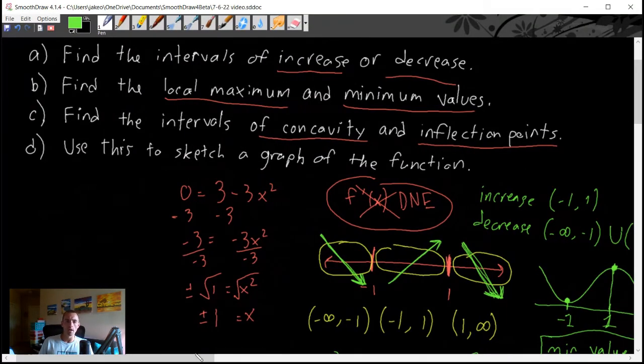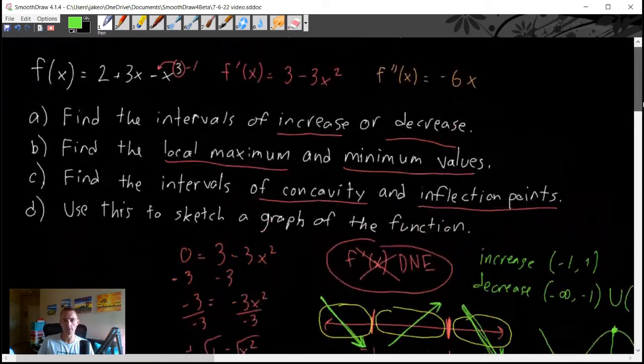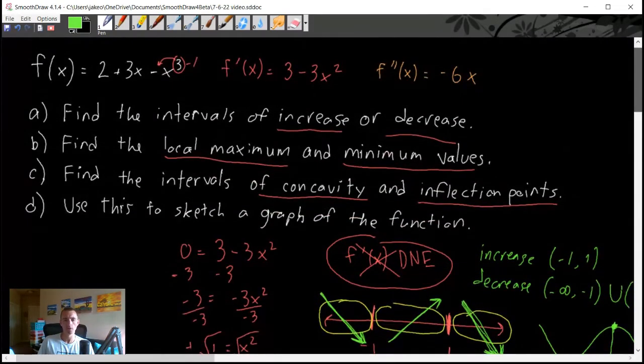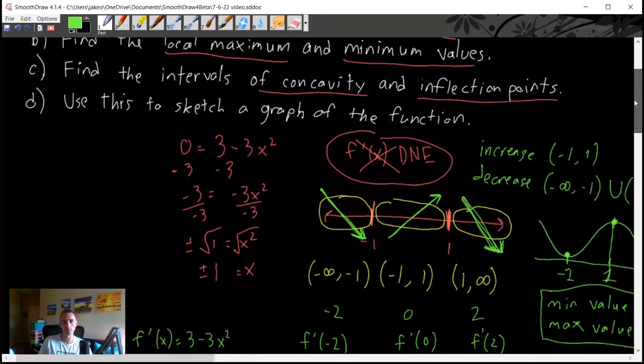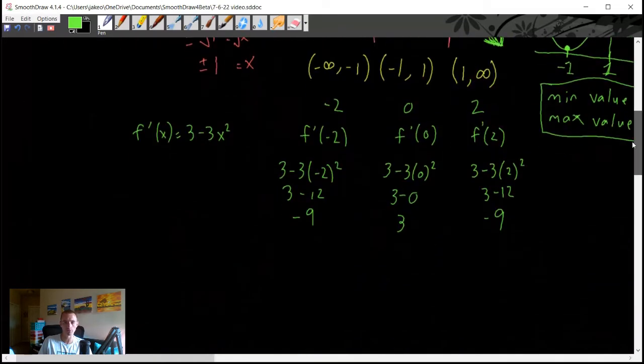Okay. Now moving on to part C here, we need to find the intervals of concavity and inflection points. So this is really not going to be too different from what we had to do for part A. Finding intervals of concavity is very similar to finding intervals of increasing or decreasing. Finding inflection points is very similar to finding critical numbers. Of course, part A didn't tell us to find critical numbers, but we had to find them in order to find the increasing and decreasing intervals.